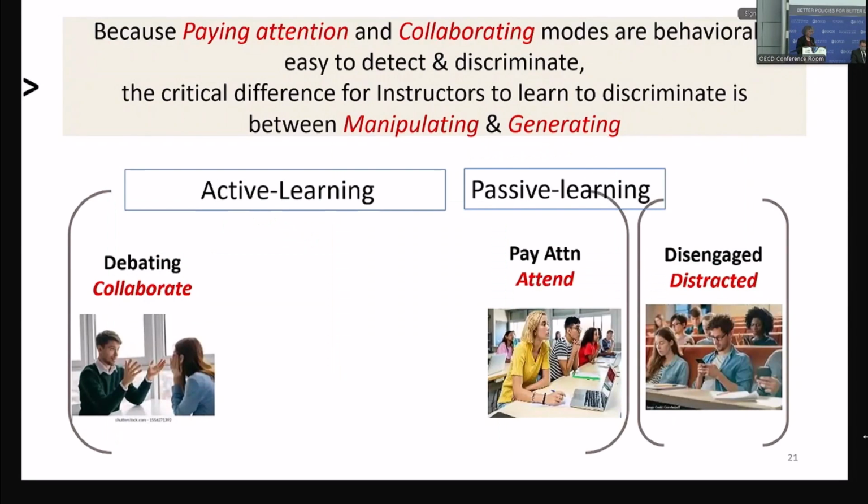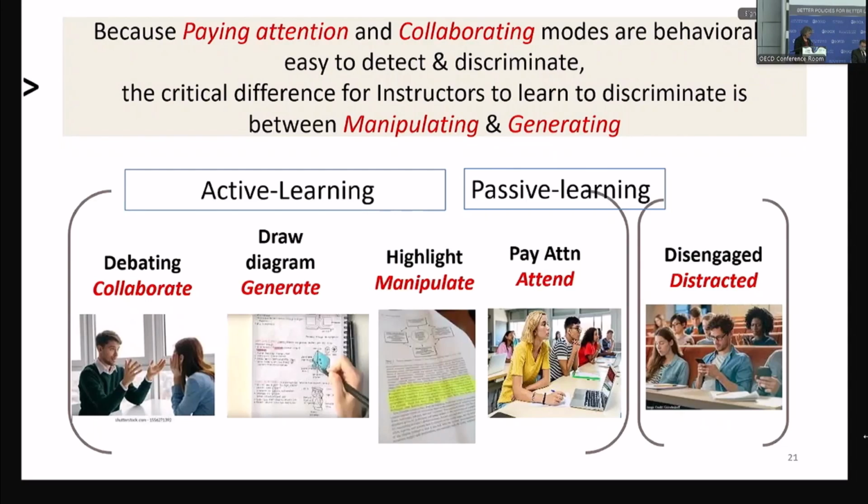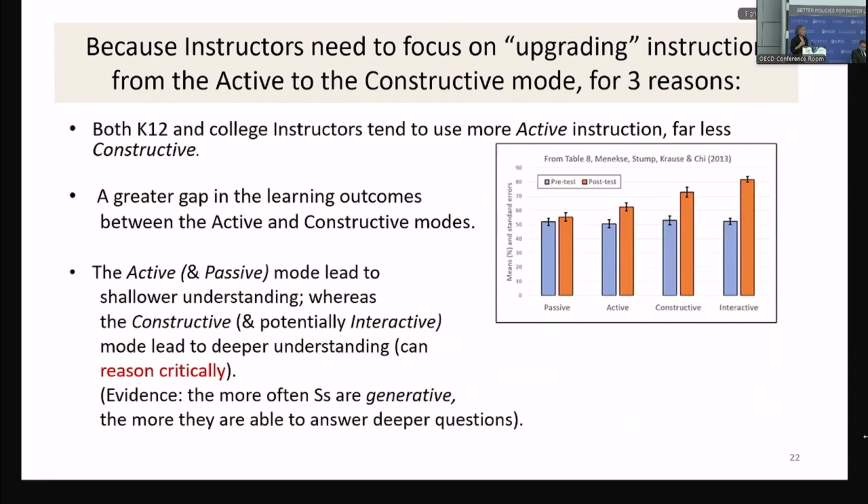Paying attention and collaborating are modes of behavior that are easy for instructors to detect and discriminate. The critical difference for instructors to learn to discriminate is between manipulating and generating. They're both active learning modes. So why do we want to discriminate those 2 things particularly? So that instructors can focus on upgrading instruction, for 3 reasons.